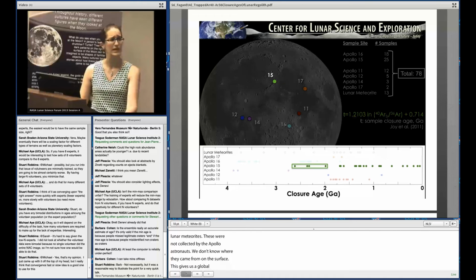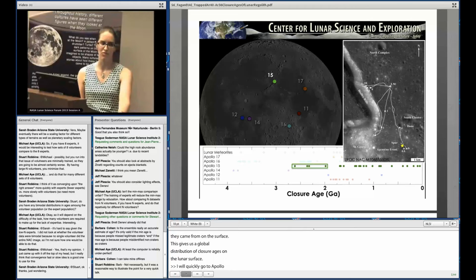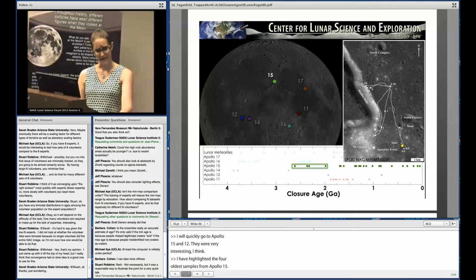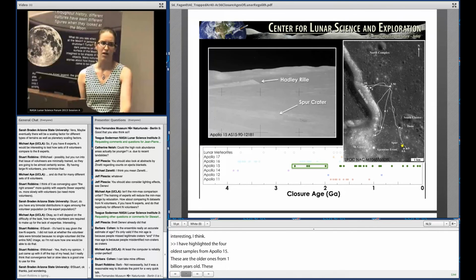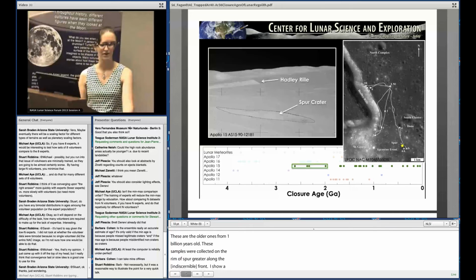I'm going to quickly go into Apollo 15 and Apollo 12 because those are really interesting. I think I've highlighted here the 4 oldest samples from Apollo 15. These are the only ones that are older than 2 billion years old. And these 4 samples were collected on the rim of Spur Crater along the Apennine front. And I've shown a picture here of Spur Crater with Hadley Rill in the background, and I've put a dashed line around Spur Crater. It's kind of hard to see.